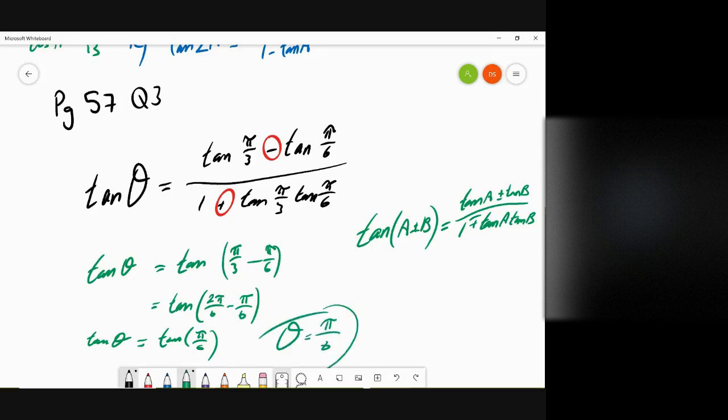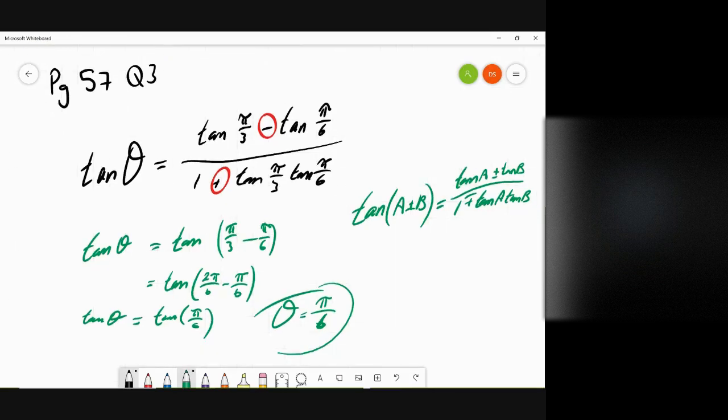I couldn't figure out how to do the pi over 3 minus pi over 6. Yeah, you're right. That's probably the tricky part, but you just deal with it like fractions. The weird thing is, it looks crazy, but I know it's this formula here. Okay.